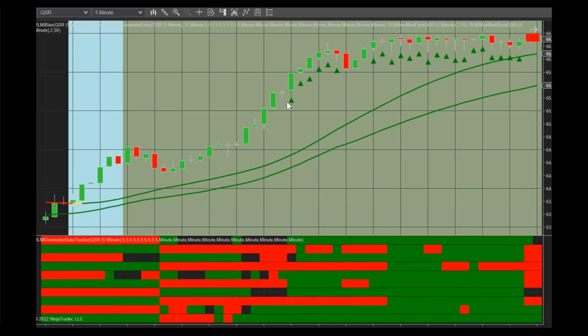But if you were more conservative, you could have waited until you got the buy signal on the dominator system as well. I didn't. I took it right here, just so you can see how these were aligning.